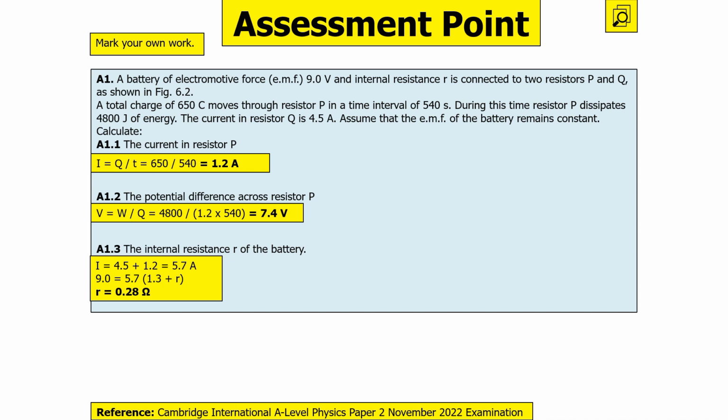We know in the other resistor it's 1.2 and they're in parallel, so they add together, so you get 5.7 amps. We therefore know that we can work out the value because EMF is equal to the current times the external resistance plus the internal resistance. So you pop in all the values, you get 0.28 ohms.